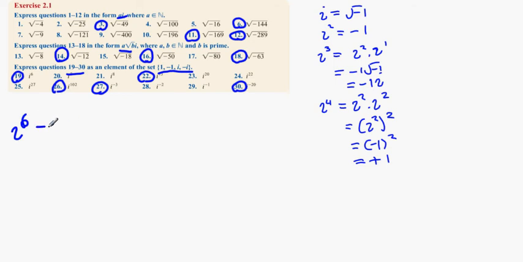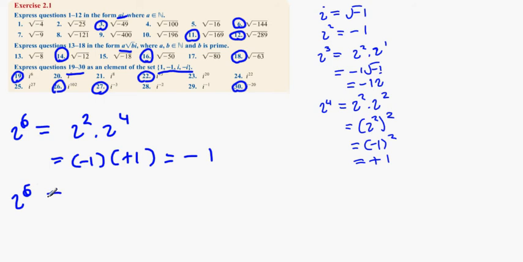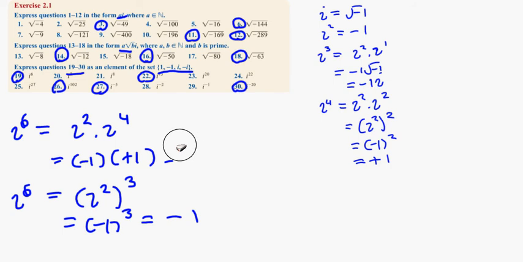So i^6 is going to be, let's think of a way to do this. We could do two ways. I could do i^2 times i^4, and I could say i^2 is minus 1, i^4 is plus 1, and then minus 1 times plus 1 is going to be minus 1. Or I could also do i^6 is basically (i^2)^3, which is basically (minus 1)^3, and (minus 1)^3 is also minus 1. So there's two ways of doing the same question.